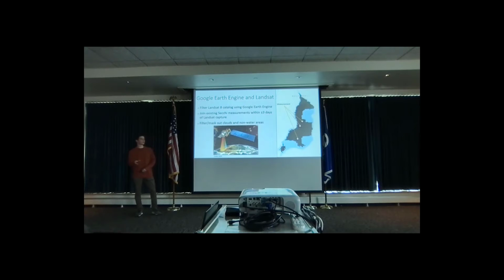Once I had those individual Secchi disk points matched with a Landsat image, I then filtered those images so that there are only water areas remaining. This picture shows what the Landsat image looked like after the filtering. You can see that all the land has been removed, as well as these areas that are blank here over the water, where there's cloud cover, so that's removed as well. So there's only water remaining to take the surface reflectance data from.